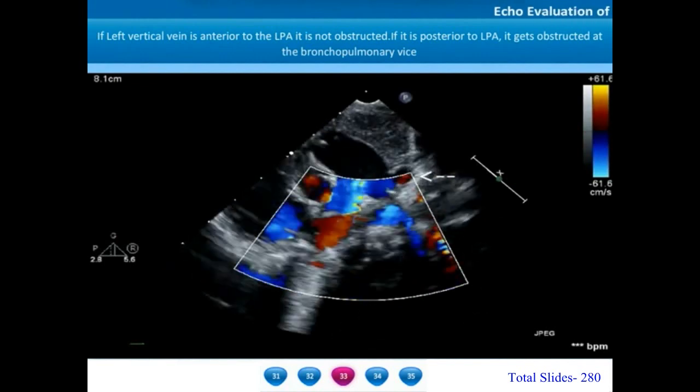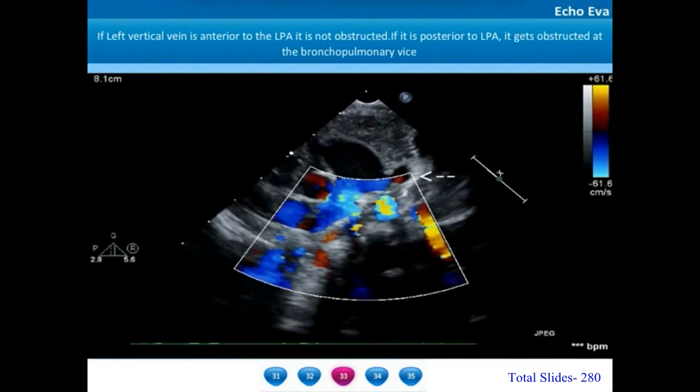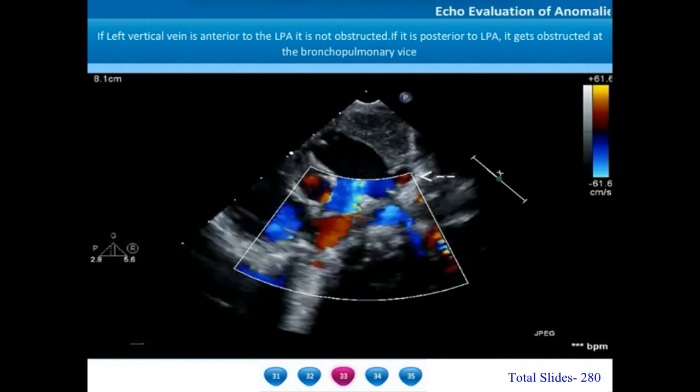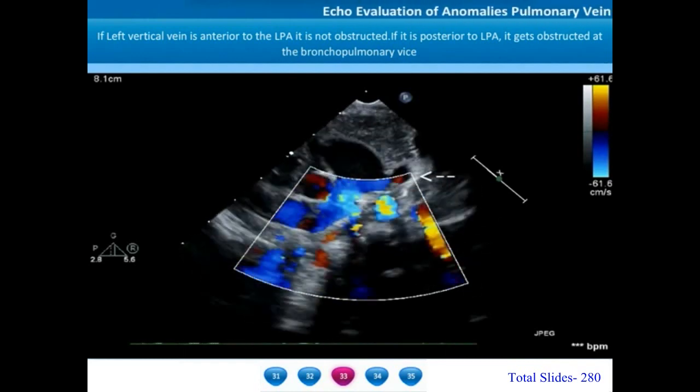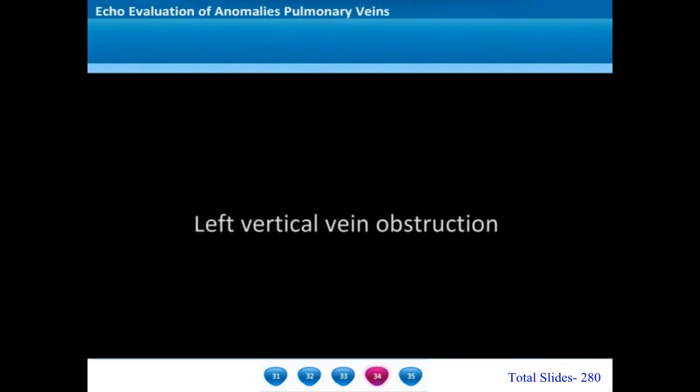In this parasternal view, we can clearly appreciate the left vertical vein on the left side of the main pulmonary artery and anterior to the left pulmonary artery, and so not getting obstructed at all. If this left vertical vein is going to course posterior to the left pulmonary artery, between the LPA and the left bronchus, it may get obstructed in the hemodynamic vise, which is also called a bronchopulmonary vise. Let us see some types of left vertical vein obstruction.